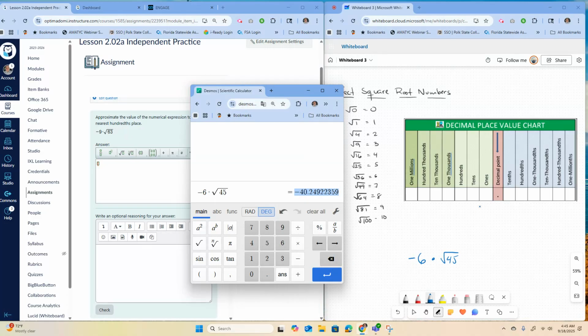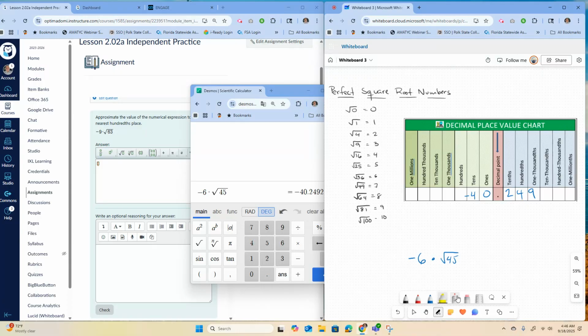So let's start writing this out. So our answer is -40.24. Since they want me to round to the hundredths, I should be stopping there. But since I'm rounding, I need an extra digit. So I'm going to use the next extra digit after the 4, which is the 9. And I'm going to be rounding where the 4 is, in the hundredths place.